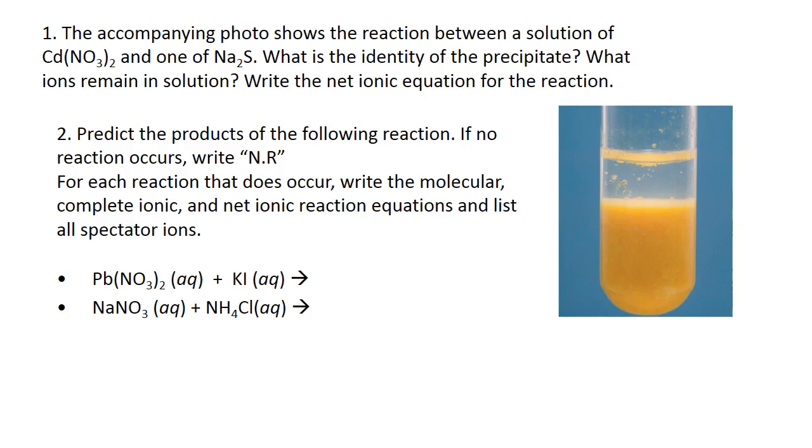Okay, so here we have some practice problems. The accompanying photo shows the reaction between a solution of cadmium nitrate and one of sodium sulfide. What is the identity of the precipitate? What ions remain in solution? Write the net ionic equation for the reaction. So we're going to do problem 1 followed by problem 2.